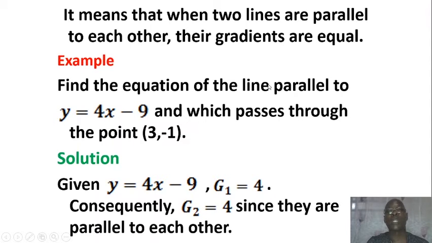It says find the equation of the line parallel to y equal to 4x minus 9 and which passes through the point x equal to 3, y equal to minus 1. By solution, state the equation as it is given and make y the subject of the formula, which is already the way it is supposed to be, and discover that the gradient is 4. If the gradient of the first line given is 4, since they are parallel to each other, the gradient of the second line must also be 4. That's why we record here that g2 is equal to 4, since they are parallel to each other.